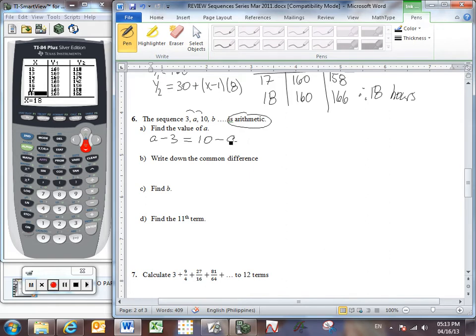Alright, so let's bring the negative a to the left-hand side. It becomes a positive a. And the negative 3, let's move to the right-hand side where it becomes a positive 3. You'll discover that 2a is equal to 13, and thus a is equal to 6.5.